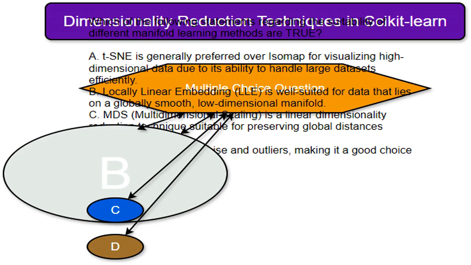Statement C suggests that multidimensional scaling, MDS, is a linear method, good at keeping the overall distances between data points correct. I found this statement to be false. MDS is actually a nonlinear method. Principal component analysis, PCA, is an example of a linear dimensionality reduction technique.